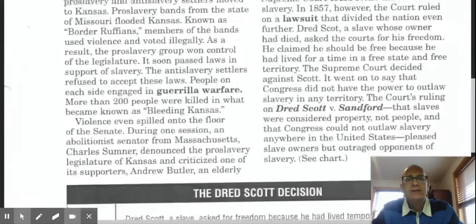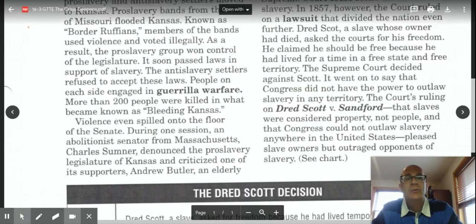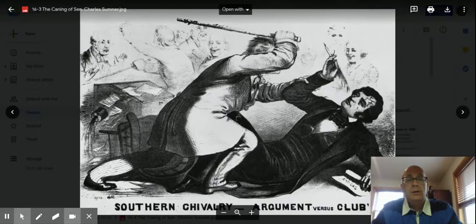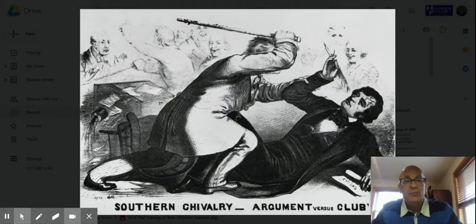Continuing on, violence even spilled over onto the floor of the United States Senate back in Washington. During one session, an abolitionist senator from Massachusetts, Charles Sumner, and I'll pull up a picture of him now so we can look at him. Sumner, here he is in the picture I was referring to. He was denouncing the pro-slavery legislature of Kansas on the floor of the United States Senate, and one of its supporters, Andrew Butler, an elderly Southern senator.